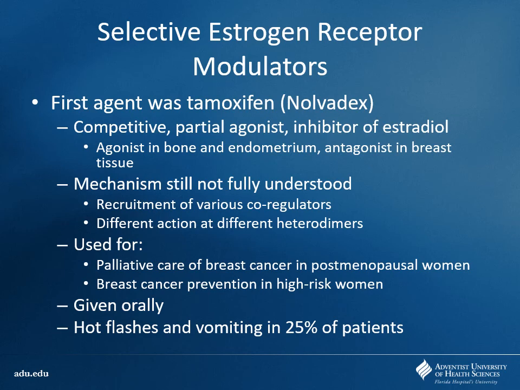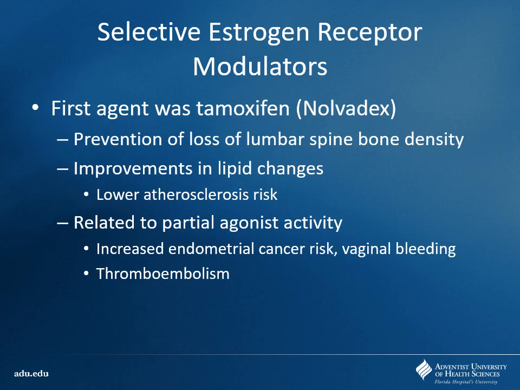Now, one of the big side effects you're going to see with these, anytime you're antagonizing estrogen effects, is going to be what? It's kind of like you're giving a menopause to some degree, right? So hot flashes are going to be a big side effect here, and vomiting is associated with this in quite a few patients. Tamoxifen is still used occasionally, usually as a backup if other drugs have failed. But we use a lot of raloxifene, which I'll mention in just a second. The other big thing is that you can see some prevention of loss of lumbar spine bone density, so it's good for patients at risk for osteoporosis.